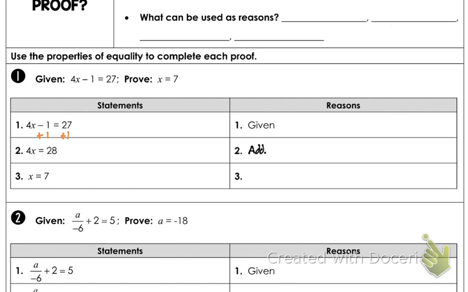And you might want to add this to your pink sheet. We're going to write property of equality because we're adding to both sides of the equal sign.